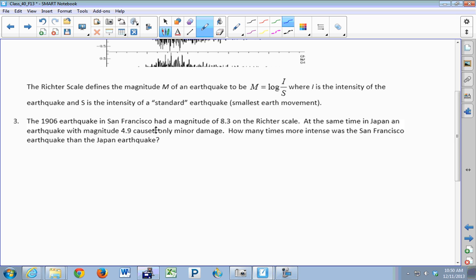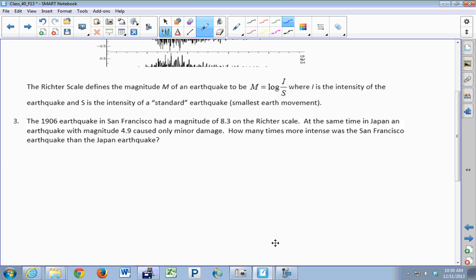So this was a pretty famous earthquake in the history of the US. In 1906, San Francisco burned to the ground. It was totally destroyed by an earthquake. And the magnitude of that earthquake was 8.3 on the Richter scale. At the same time, because the waves traveled out through the Pacific, in Japan they experienced an earthquake that had a magnitude of 4.9. So clearly, as it traveled from San Francisco west out to Japan, the intensity got smaller and smaller.